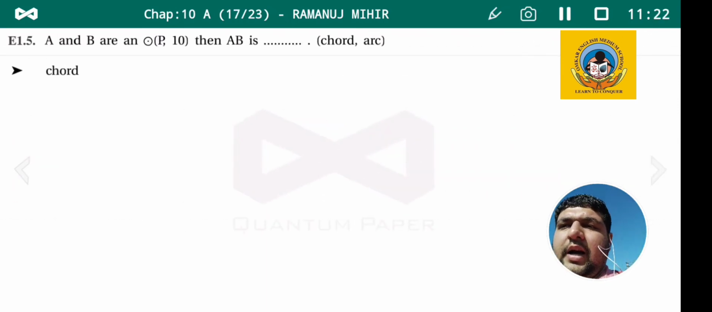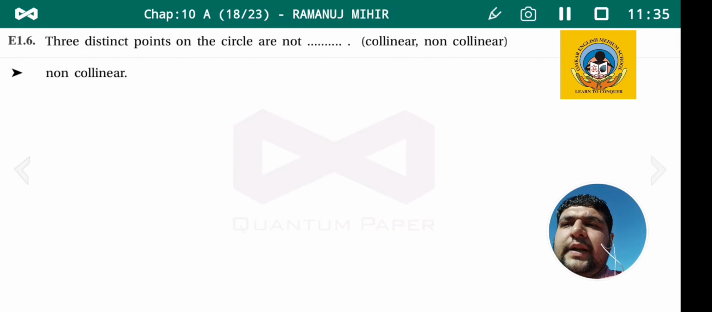A and B are on the circle, P is the center of the circle and the radius is 10. So AB is a chord. Now, 3 distinct points on the circle are non-collinear, because the circle is in a circular shape. The 3 points which are distinct, which are different, will never be linear, they will be non-collinear.